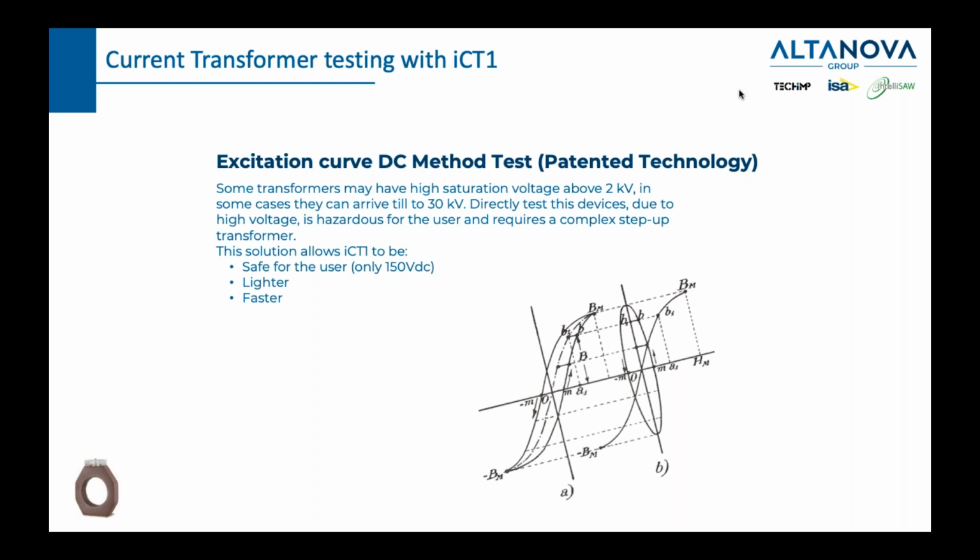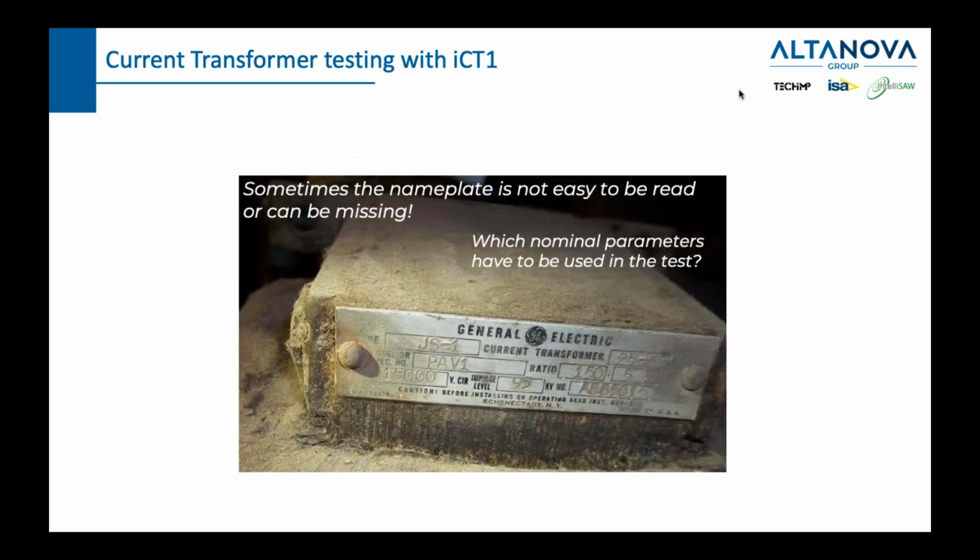We are working with voltages up to 150 volts DC. Absolute maximum is 200, and it is a lighter and faster way to do a test. So it is our patented method in which with the DC current, with the DC voltage, we saturate the core, and then through a series of mathematical calculations using modeling, we calculate the knee point.